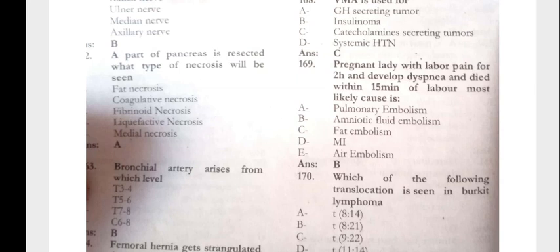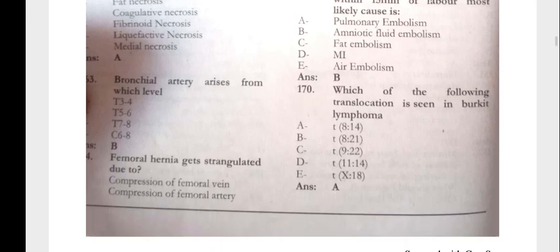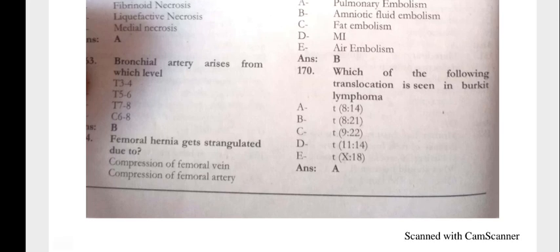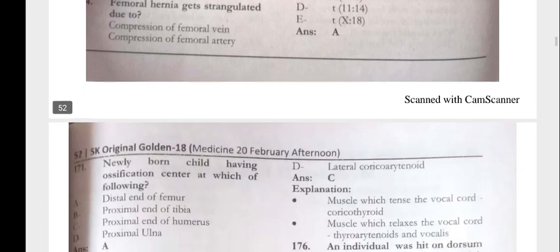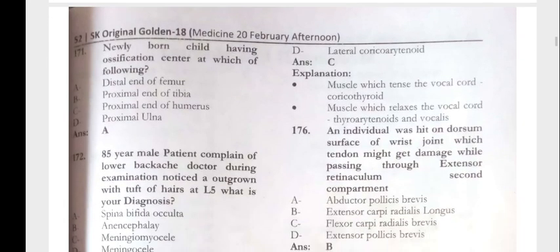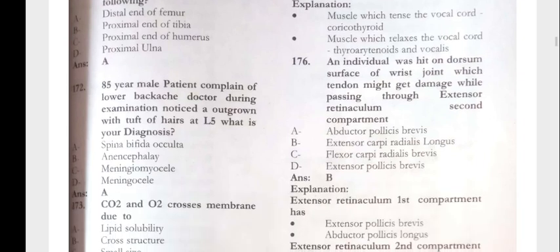Pregnant lady with a labor pain for the 2 hours developed dyspnea and died within 15 minutes of labor. Most likely the cause is the amniotic fluid embolism. Which of the following translocation is seen in Burkitt's lymphoma? The 8:14. Newly born child having the suffocation. Which of the following? There is a distant of the femur.